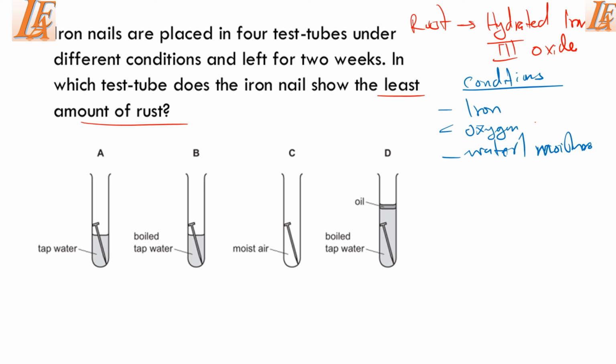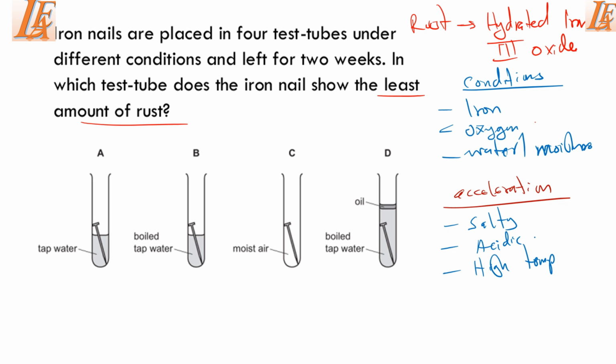Now, apart from these conditions, we also have other factors which can make rusting take place faster, what we call the factors which accelerate rusting. One is salty conditions. Two, we have acidic conditions. And then three, we have very high temperature. And this explains why cars rust faster in Mombasa than in Nairobi, because in Mombasa we have a salty environment, acidic environment, and very high temperature. So that's why rusting takes place faster in Mombasa than in Nairobi.